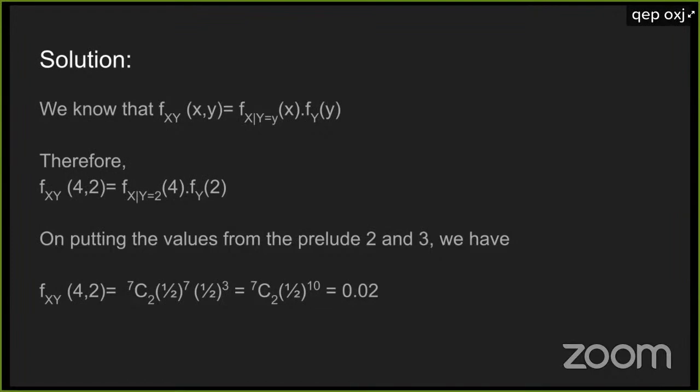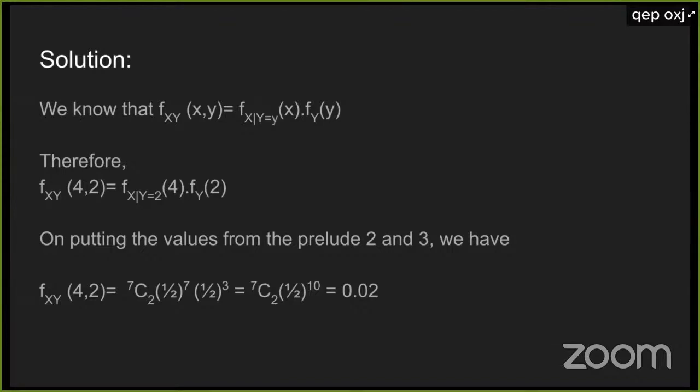Sir, I have a question. Can we solve this type of problem using the formula like conditional probability is equal to joint probability by marginal probability? Yeah, the problem here is you are not able to find the joint density directly, right? Sometimes it is very difficult to find the joint density. So in that case we first find the conditional density.